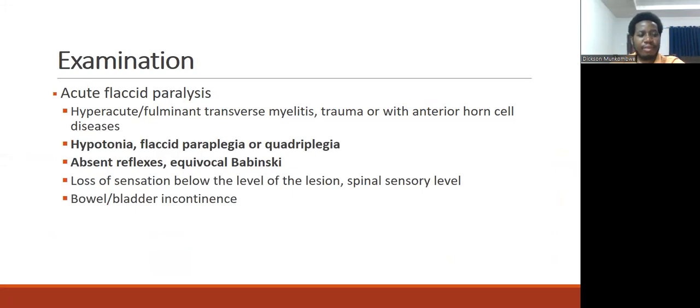So the examination of a spinal cord paraplegic patient could show acute paralysis, and note that this occurs in the hyperacute or fulminant stage of transverse myelitis or trauma or anterior horn cell disease. But this acute presentation is usually short-lived for true spinal cord pathologies. Then there's usually loss of sensation below the level of the lesion with the spinal sensory level, and then bladder or bowel incontinence could be found on examination.